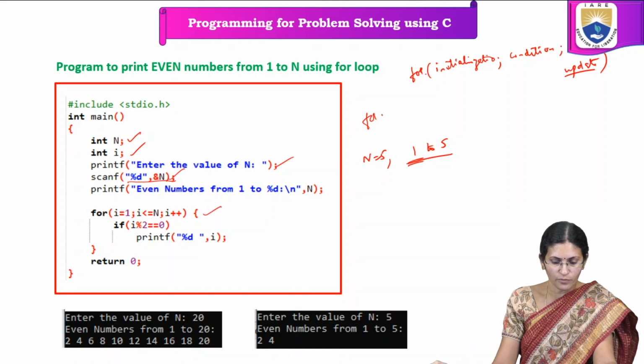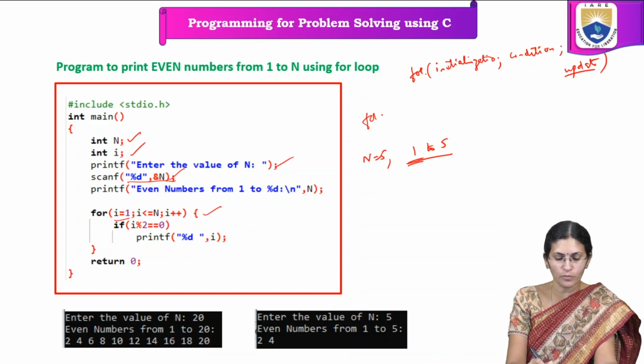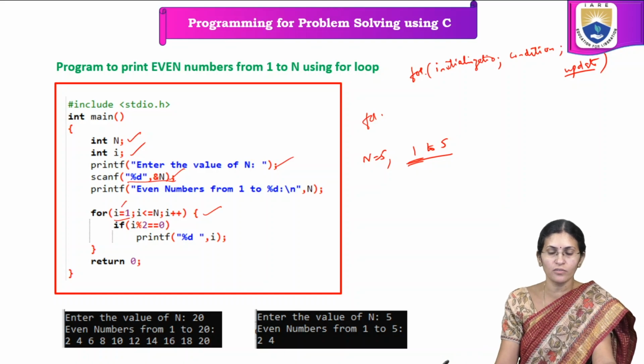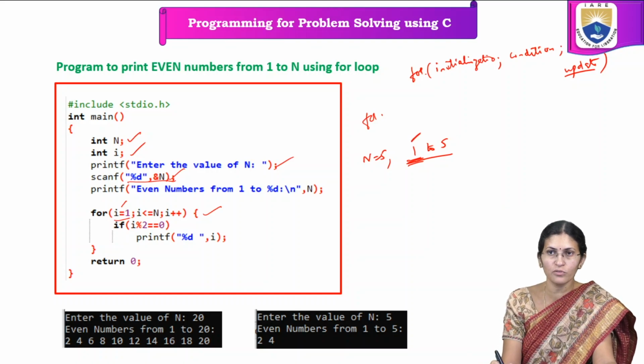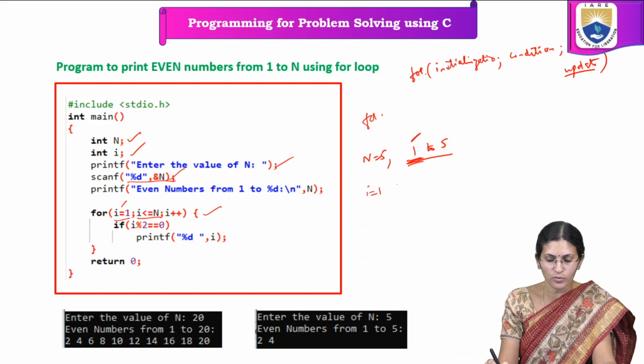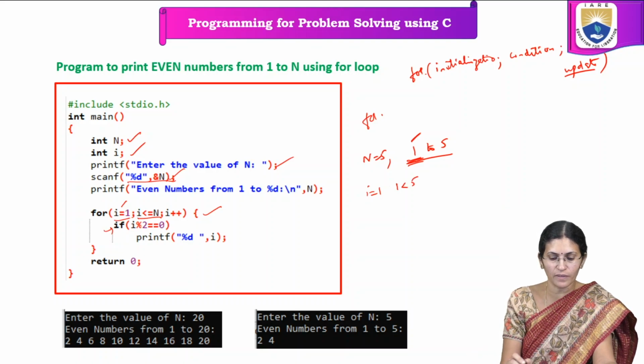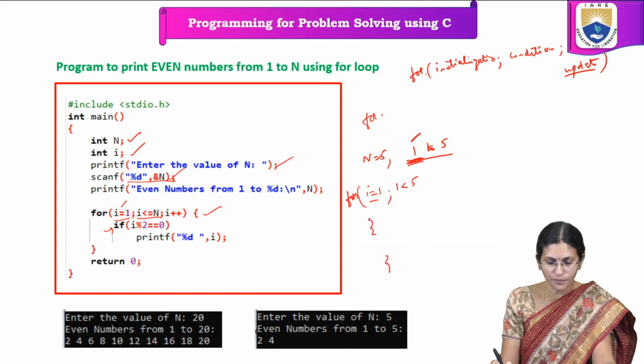Next is the for loop. For i is equal to 1, this is the initialization. Since we need to check from the start whether each number is even, i is initialized to 1. After that, it will check this condition: 1 less than 5. This is true. So after checking these two expressions, the statements inside the for loop will be executed.